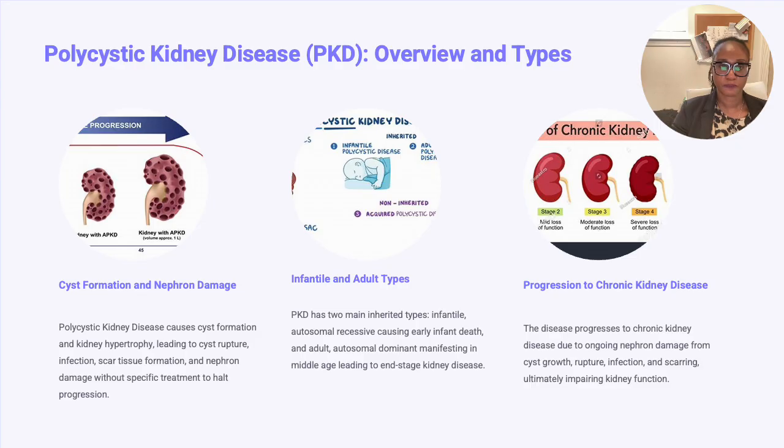So for infantile polycystic disease, as we know, it is inherited. It is an autosomal recessive trait that results in the death of the infant within a few months. And then adult polycystic disease is also autosomal, a dominant trait that typically manifests between the ages of 30 and 40. The result of that is end stage kidney disease. So ultimately, death or kidney transplant.